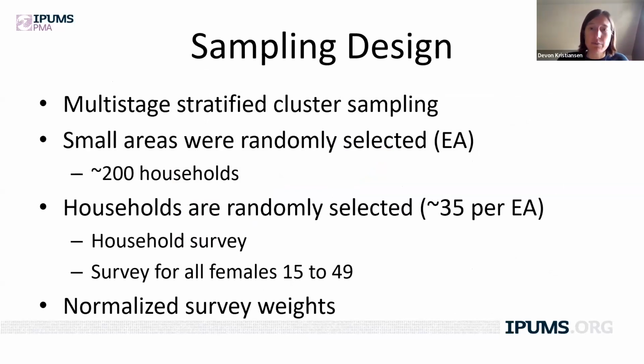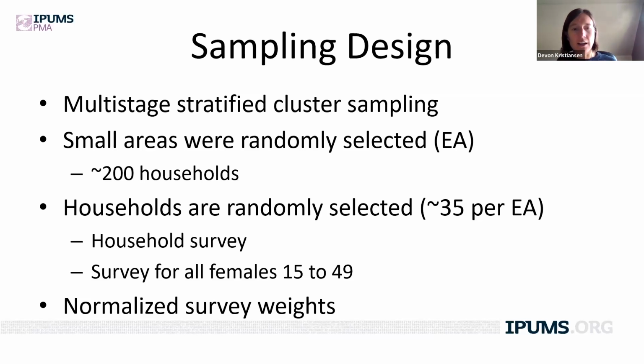The sampling design for the female and household survey, so the core of PMA, is very similar to the sampling design of the DHS. So it's multi-stage stratified cluster sampling. They randomly select small geographic areas, typically enumeration areas from the country's census. The size of those is about 200 households. And of those around 200 households, they randomly select about 35.